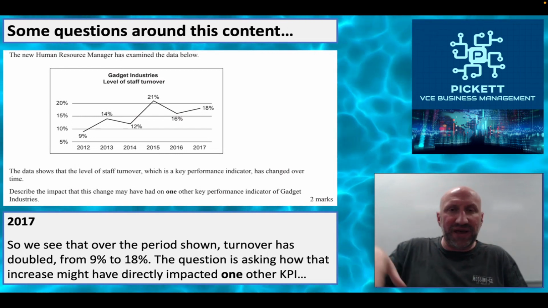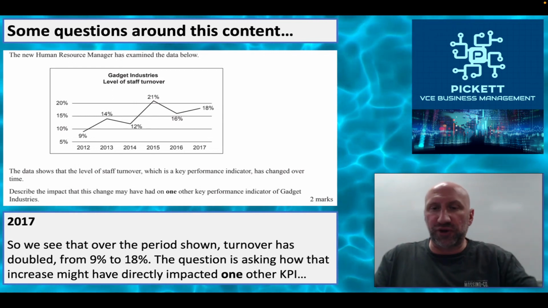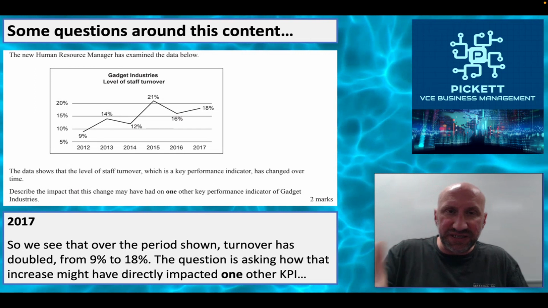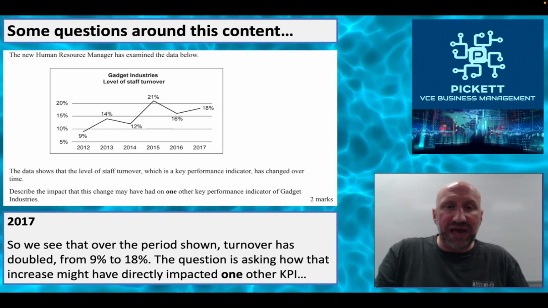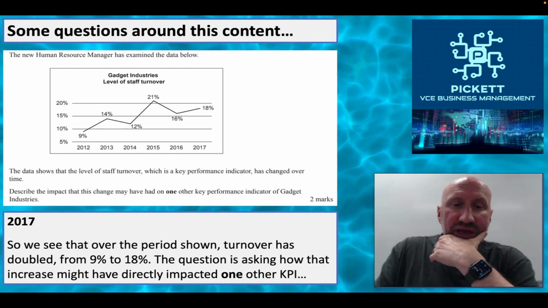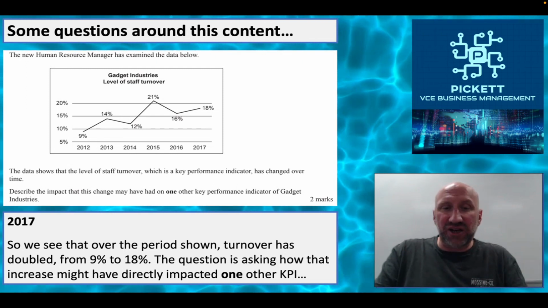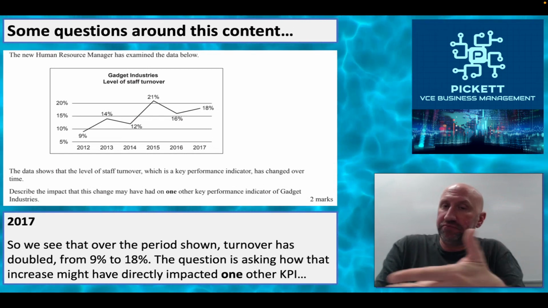Now, I know it's gone a bit up and down, but really you're looking at the overall trend, which is clearly upwards. So that is not a good thing. Essentially, over that 5-year period, our staff turnover has doubled. So the question is, how might that increase directly impact one other KPI?